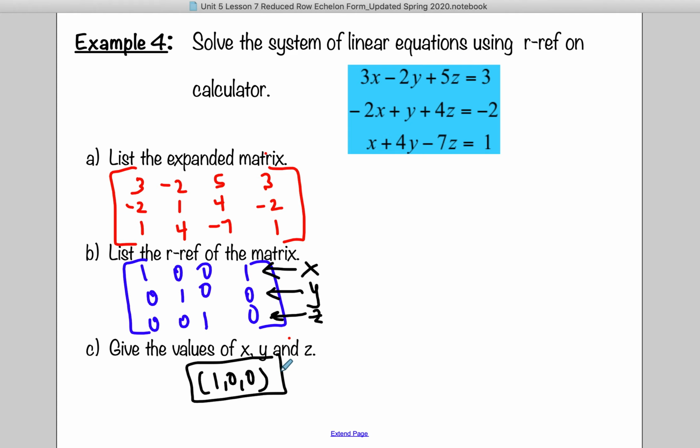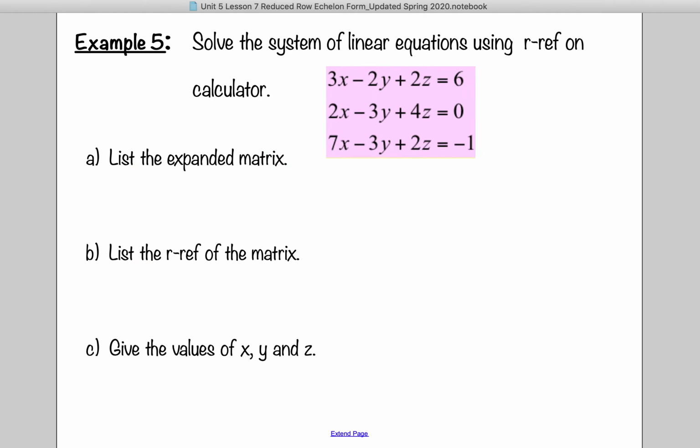Okay. Let's go ahead and move on to example 5. List the expanded matrix. Same thing, we're just grabbing those coefficients. So I got 3, 2, 7 for my x's. Then I got -2, -3, -3, 2, 4, 2, and then lastly my constants. 6, 0, -1.